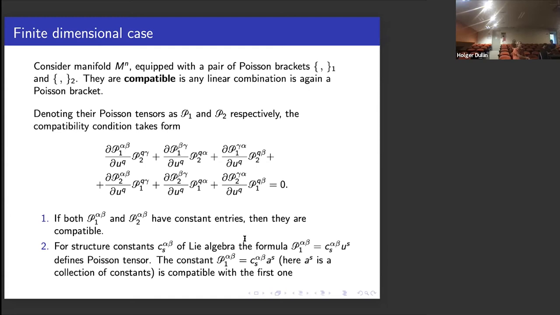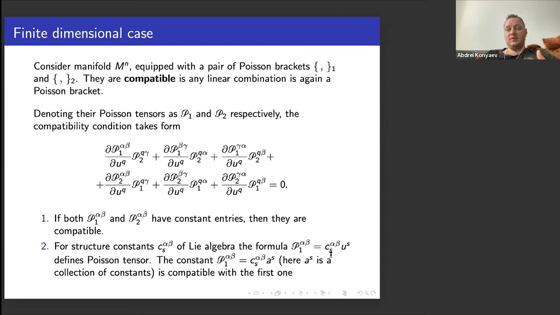If you know a little bit of algebra, then this is the Poisson tensor of the Lie-Poisson bracket on the coadjoint space, the dual to the Lie algebra. If you don't, just take any dimension, pick a structure constant, make this tensor. It depends linearly on coordinates, and it is a Poisson tensor. Believe me, you can check it.